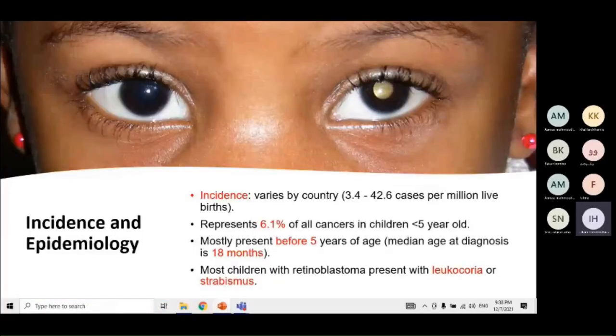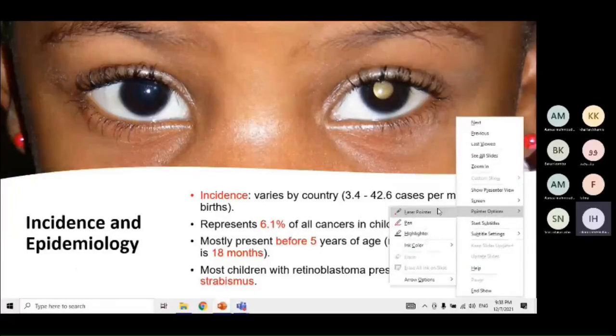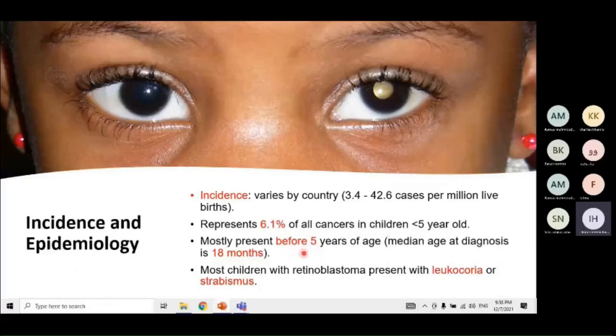The incidence is variable between countries. Usually it presents at a young age, before the age of 5 years, usually with leukocoria or strabismus. Those are the most common presentations. As you can see, it may be diagnosed simply in a photo taken for a baby. If you find a white reflex instead of a red reflex in one eye, that reflects that there is a tumor back there.